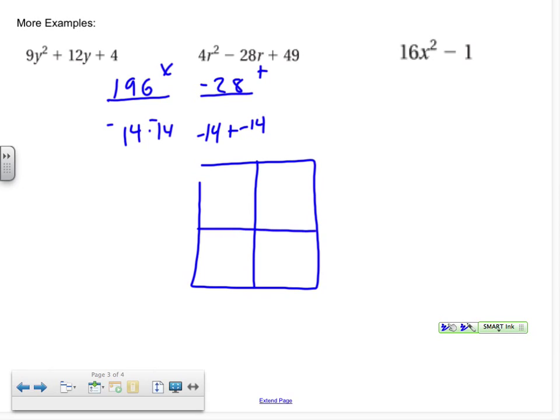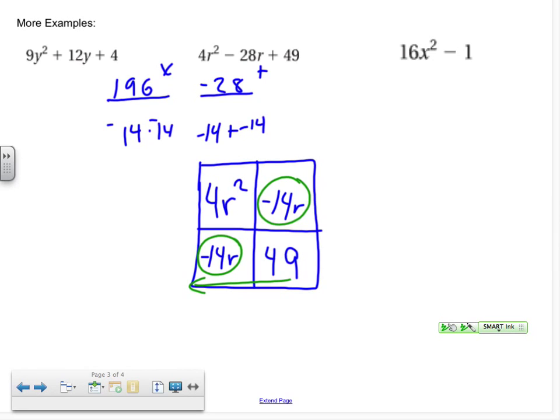All right, so we got 4r squared is our first term, 49 is our last term, and then our middle term is negative 28r, which we split into negative 14r and negative 14r. Now we know because of these, when we go across, it's going to be the same as going up. So as we go across this way, negative 14r and 49 is going to be a negative. The largest number 14 and 49 have in common is 7. So it's going to be negative 7 here and negative 7 there because these two values are the same.